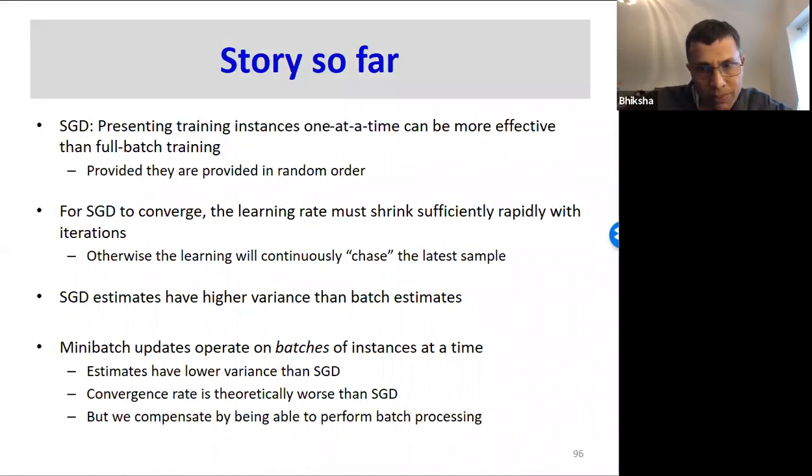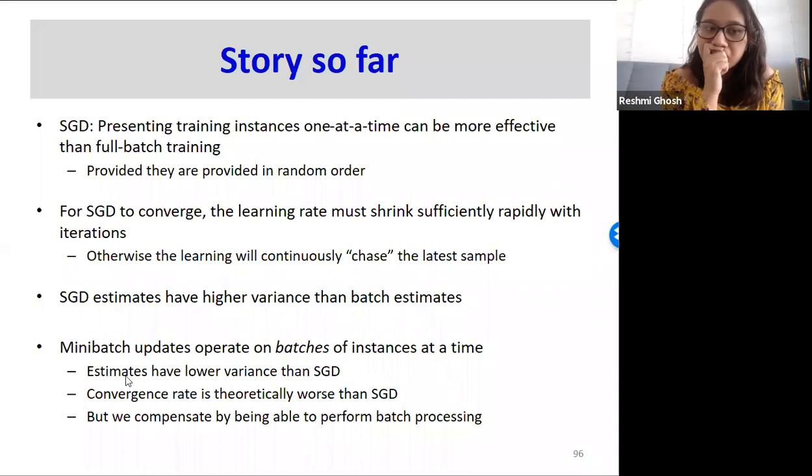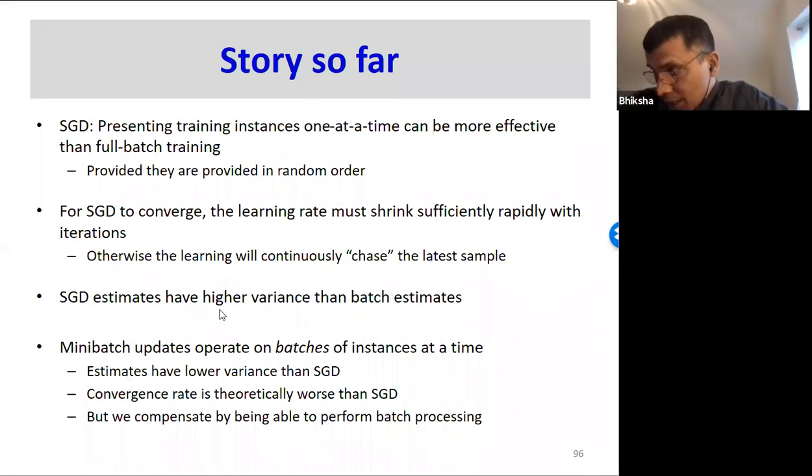I'm going to sort of fly through the rest of it. SGD, presenting training instances one at a time, can be more effective than full batch training, but then the learning rate must shrink sufficiently rapidly with iterations. SGD estimates will have higher variance than batch estimates. Mini batch updates operate on batches of instances at a time, so they will have lower variance than SGD. The convergence rate, if you look at the slides, is theoretically worse than SGD in terms of actual CPU time, but because you can perform vector processing, it actually ends up being much better.